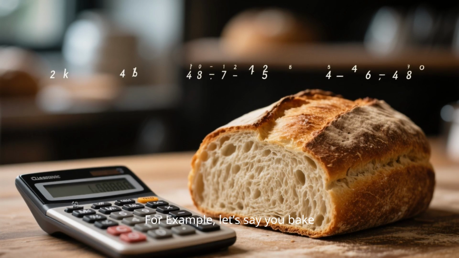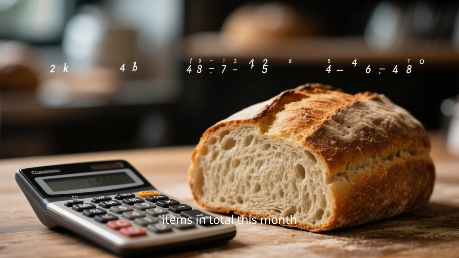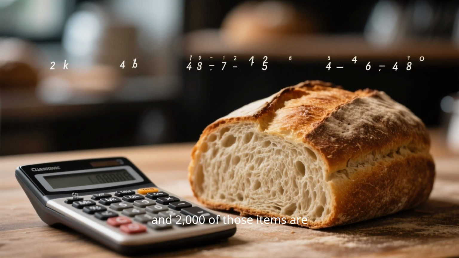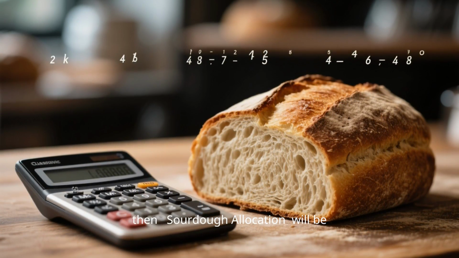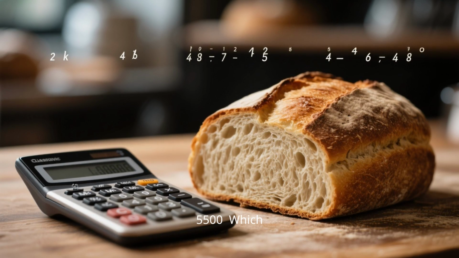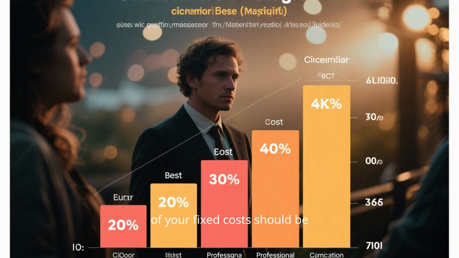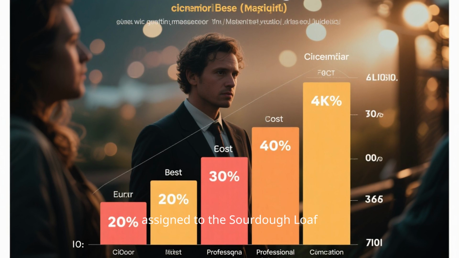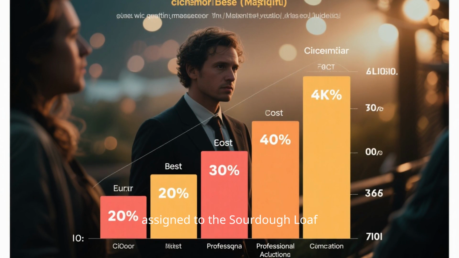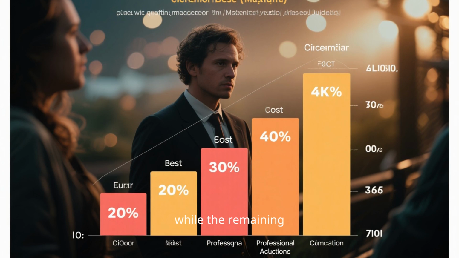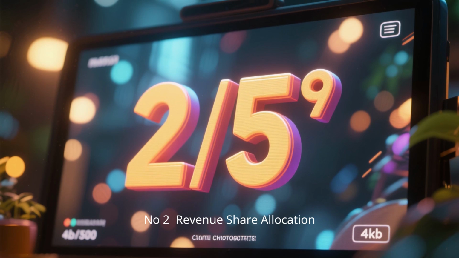For example, let's say you bake 5,500 items in total this month, and 2,000 of those items are classic sourdough loaves. Then, sourdough allocation will be 2,000 divided by 5,500, which equals 36%. So, 36% of your fixed costs should be assigned to the sourdough loaf, while the remaining 64% will be shared among the other products.